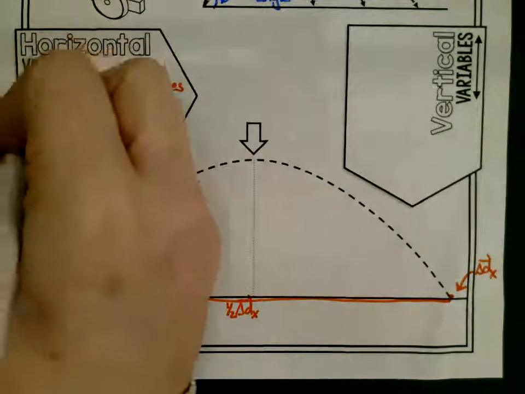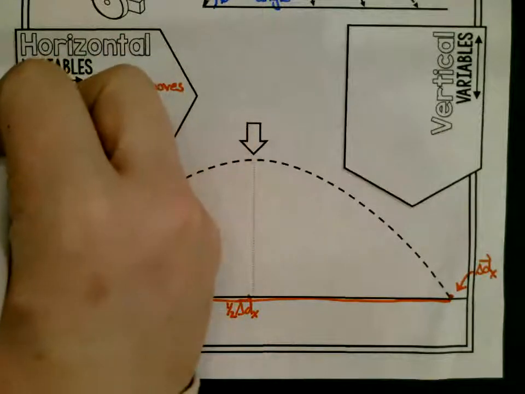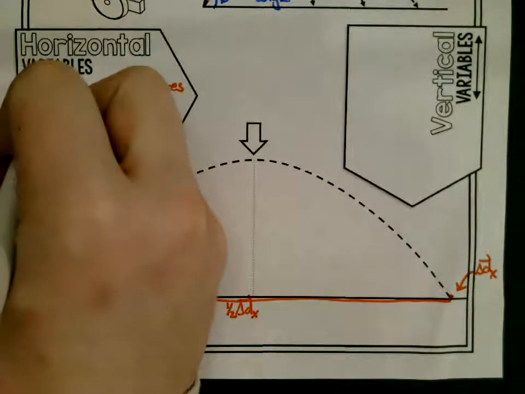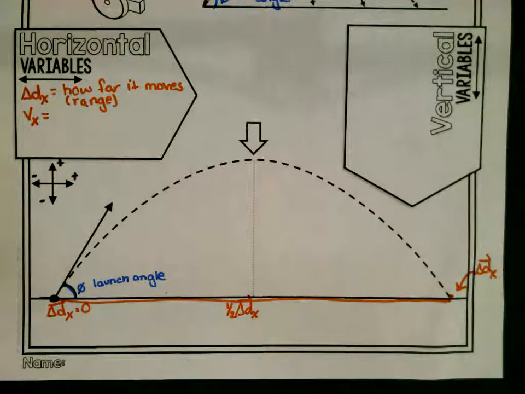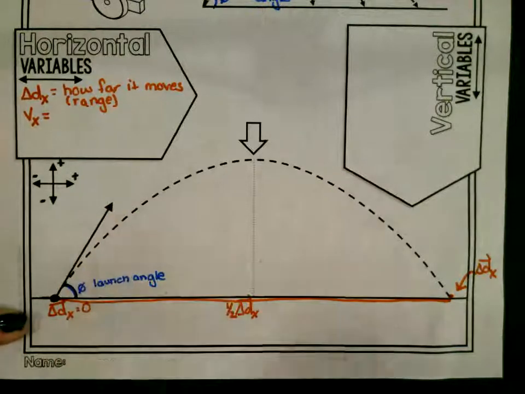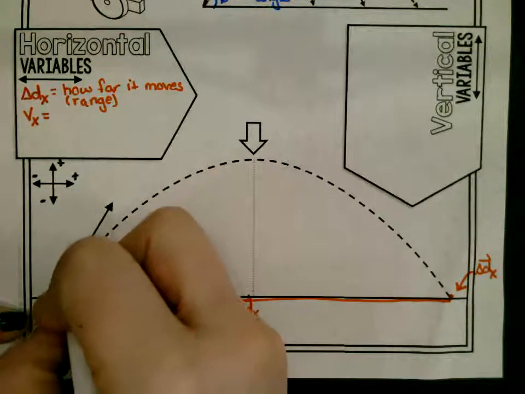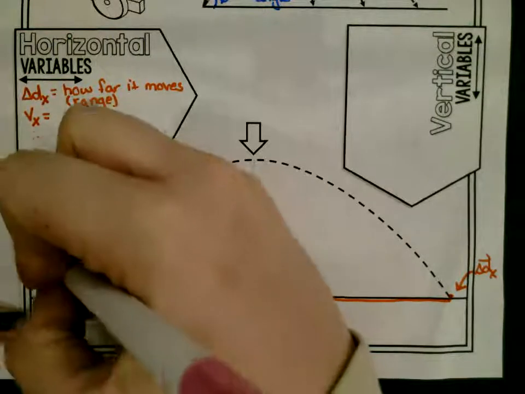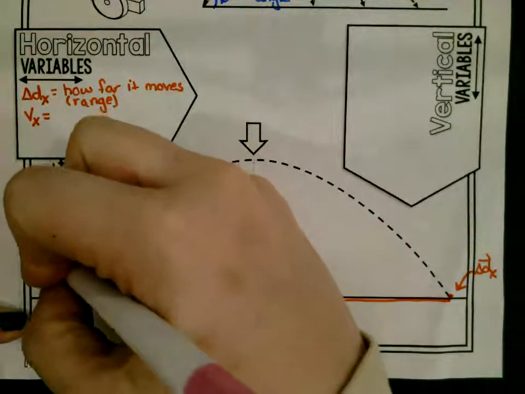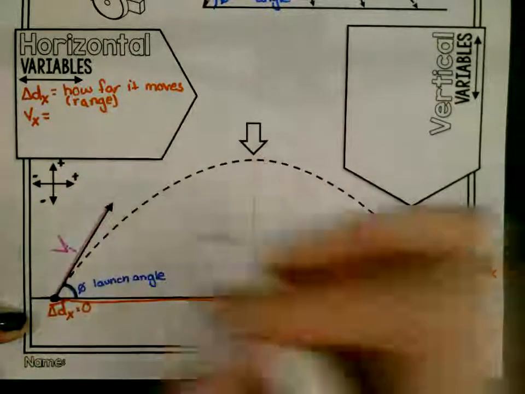All right, the next variable we're going to look at is its initial velocity on the x-axis. So we have our initial velocity here. This is when we were launched. So this is our initial vector right here, and I'm going to label this vector 1 because that's my initial velocity.